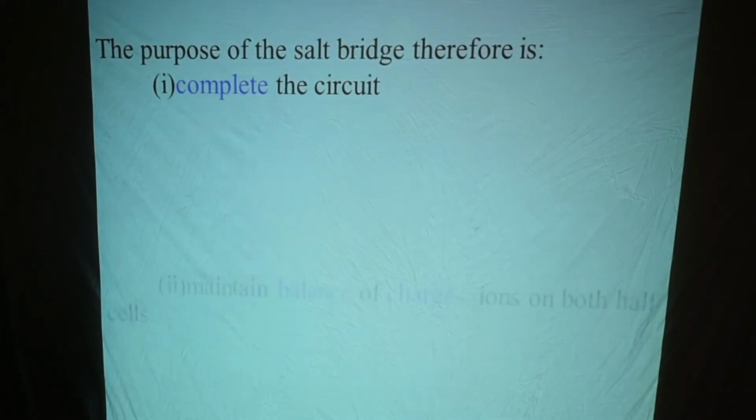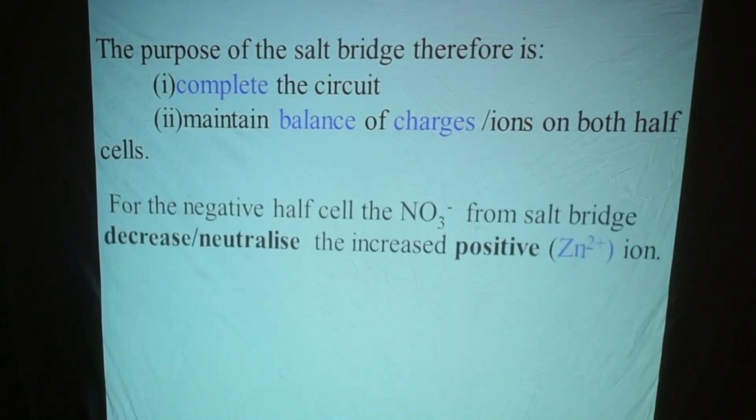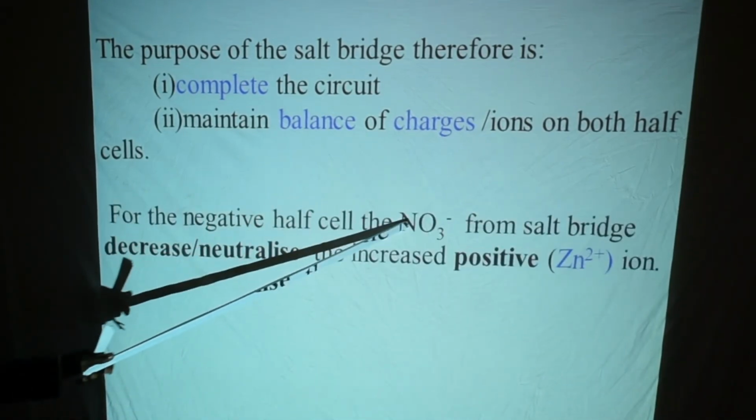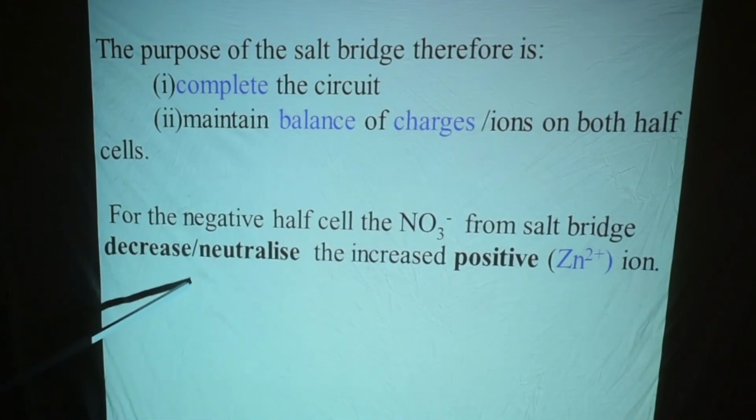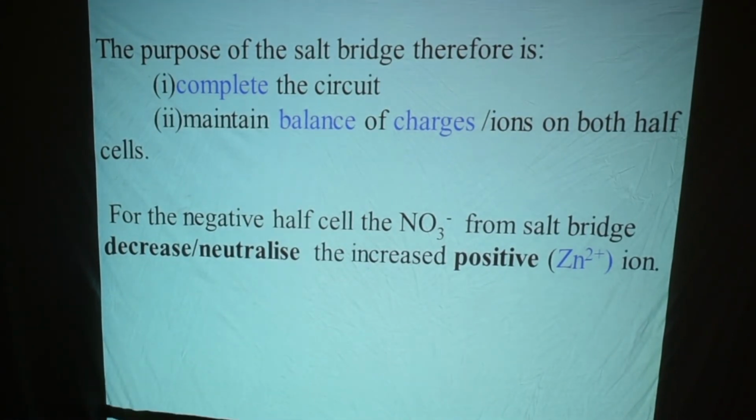Number two, it maintains balance of charges on both half cells. How does this happen? For the negative half cell, the nitrate ions from the salt bridge neutralize the increased positive zinc ions. Hope you are still together in that. So it is neutralizing that, and therefore the concentration of zinc ions stabilizes.